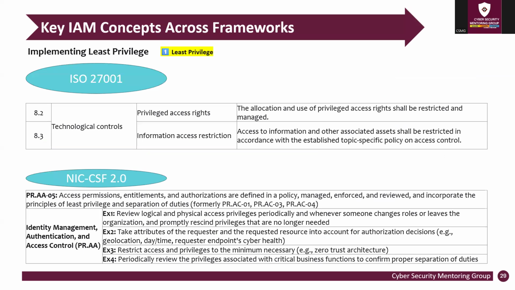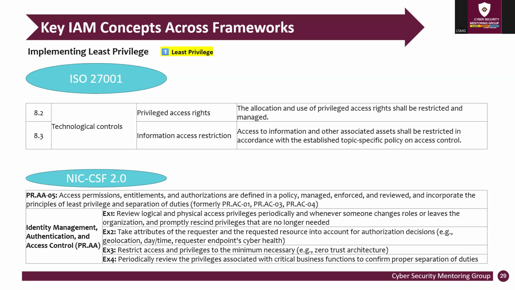Now let's dive in. So this is ISO 27001. Again, please note that if you are searching for least privilege, some of them you may not be able to find as that. So you need to really look at the controls. But you will find least privilege principles used in the technology control 8.2 and 8.3, which is privilege access right. The allocation and the use of privilege access right shall be restricted.